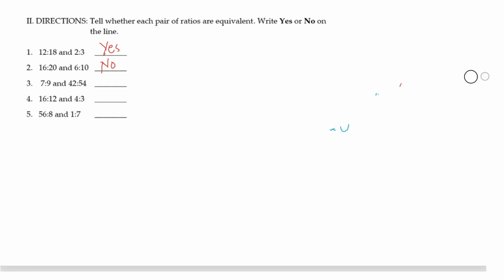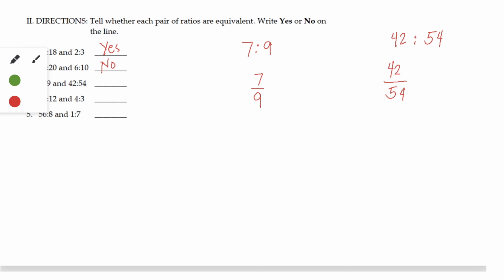So, check natin. 7 is to 9 or 7 over 9. Pwede pa ba natin itong isimplify? Hindi na. So, ito ay naka-reduce na sa simplest form niya. So, ngayon tignan natin yung 42 is to 54 or 42 over 54. Ngayon, ano ba yung GCF natin dito? So, our GCF of 42 and 54 is 6.